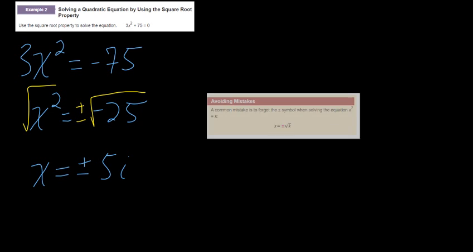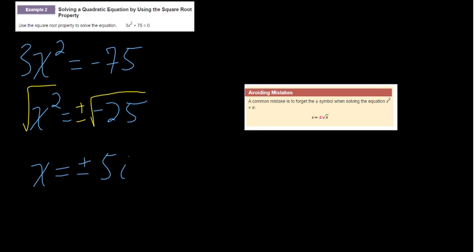And let's put this on here. This reads, a common mistake is to forget the plus or minus symbol when solving the equation x raised to k. So again, always put that plus or minus symbol there.